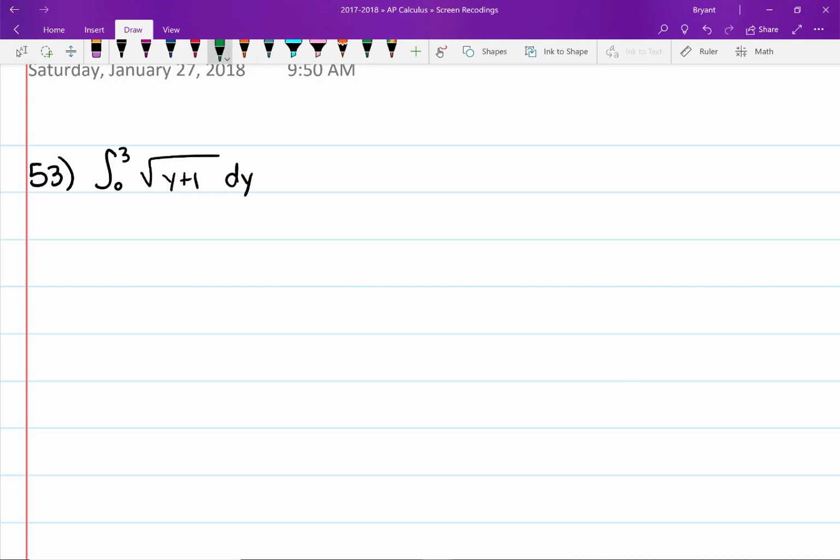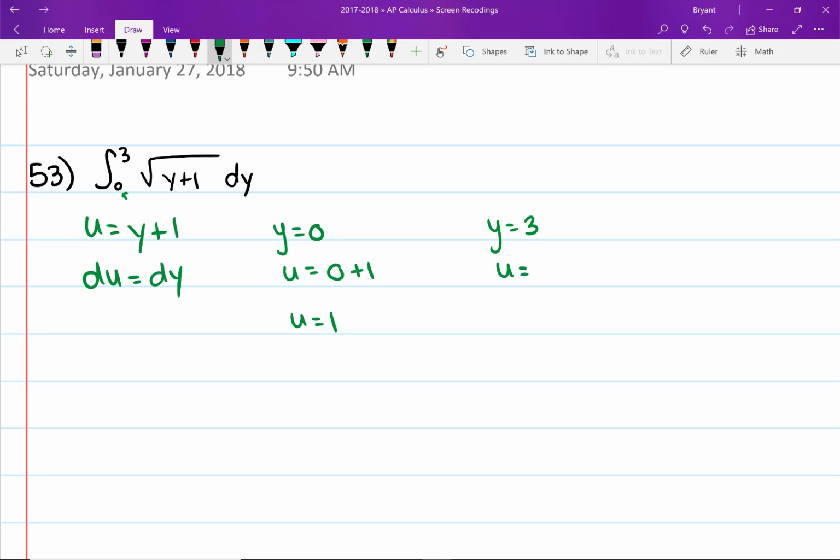I'm going to start right away by saying what my u sub is going to be. And in this particular problem, my u sub is going to be u is equal to y plus 1. So du is going to be equal to dy, a fairly easy u sub. And keep in mind, if y is equal to 0, which is that lower limit of integration, then u is going to be equal to 0 plus 1, so u is equal to 1. If y is equal to 3, then u is going to be equal to 3 plus 1, so u is 4. And what I'm doing here is I'm plugging in the y value into the u equals y plus 1.